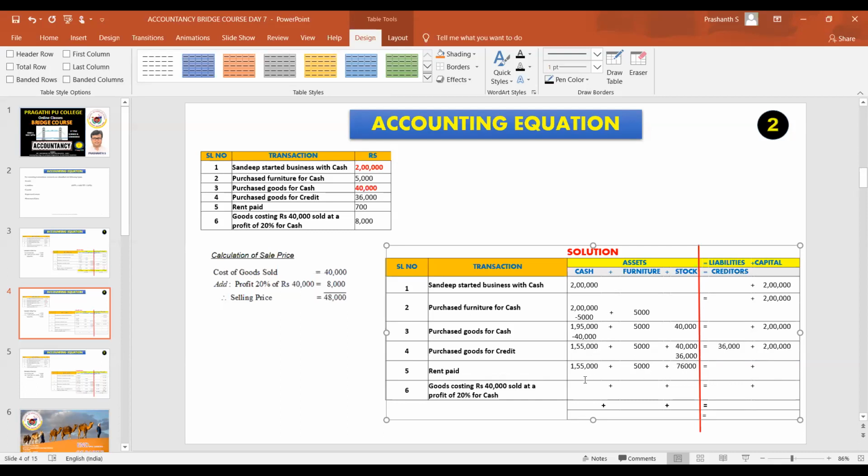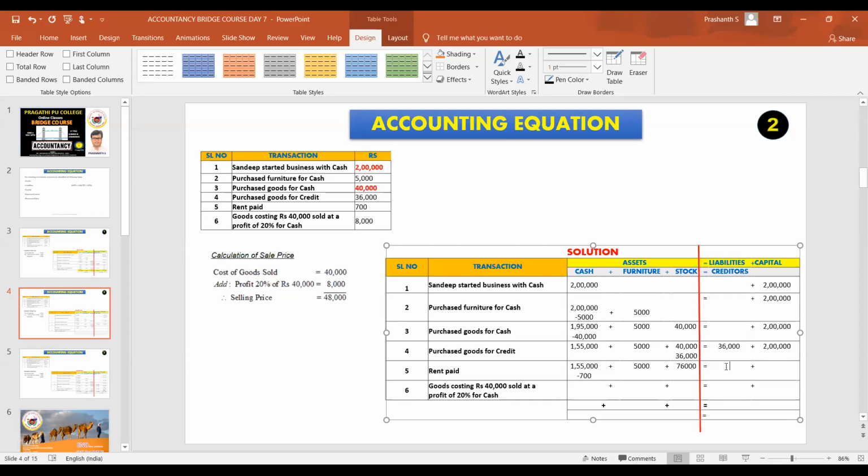Okay, and here rent paid. How much is the rent? Minus 700. The total capital left or cash left is 1,55,000 only. Out of that, we have to remove 700. Why minus 700? Because it is an expense. And we are removing that cash from the capital. So remaining capital is 1,55,000, and that's why minus 700.